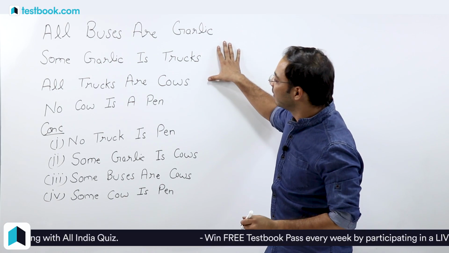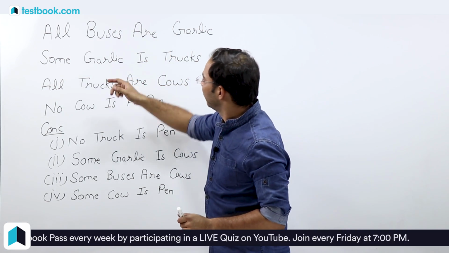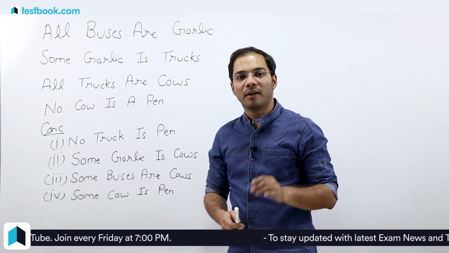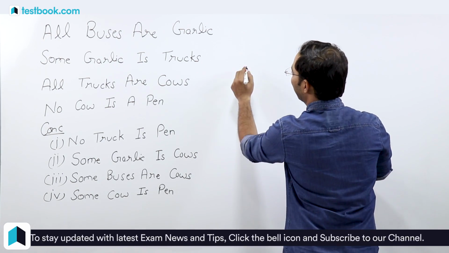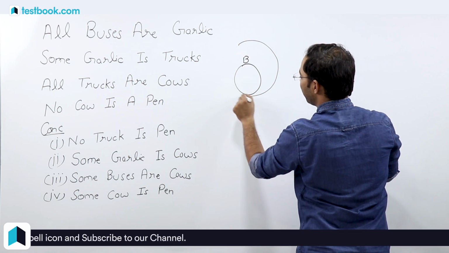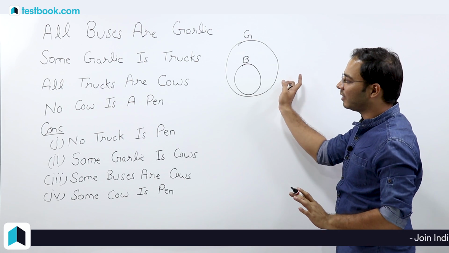The statements are written on your board. Now the statements are: all buses are garlic, some garlic is trucks, all trucks are cows and no cow is a pen. We will start with the all diagram. Now all buses are garlic. So if these are your buses, they will be in garlic. Now all buses are garlic is done.